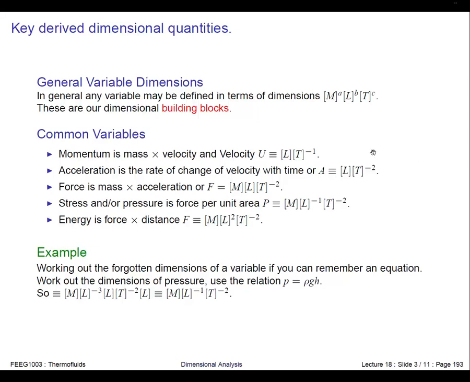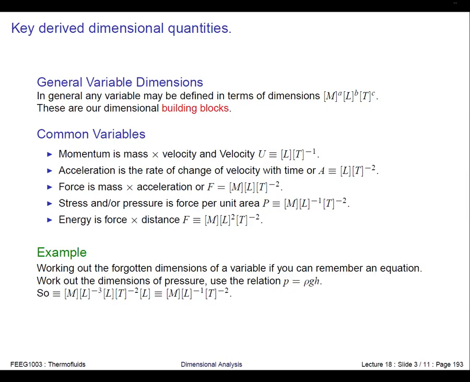So for any variable we're going to have a certain number of masses, a certain number of lengths and a certain number of times, and that will define our general variable. A good example is velocity. When you move a certain amount of distance in a certain amount of time, you have a certain velocity. So it's length and time to the minus one. And then acceleration is the next step from that. That's the rate of change of velocity with time, so it's length per time per time. And force is mass times acceleration, so it's MLT to the minus 2, and so on.